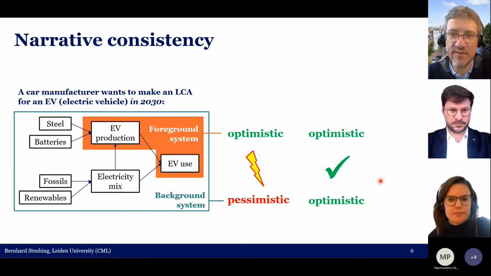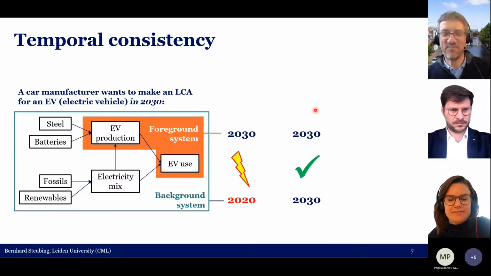So narrative consistency is important to consider. Now it doesn't let me move the slides anymore. Here we go.